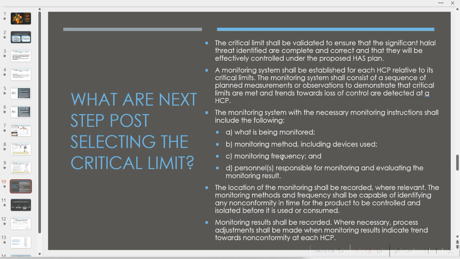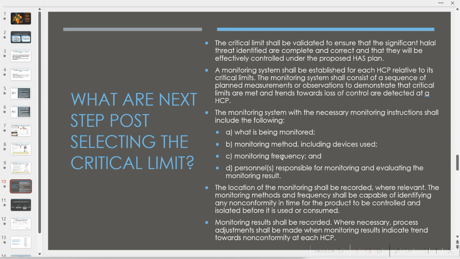Right? So what is the next step post selecting the critical limit? Okay, after we set the hard limit, it shall be validated and then you shall monitor. Monitor, we will learn this Wednesday. But this Wednesday, we don't have a physical class. We will just do an online class, but I make a recording. So you just go to your iTaklim. Okay. So this Wednesday in the recording there is a way of how to monitor the critical limit. So you will learn on that part.